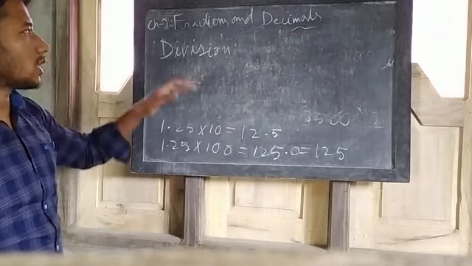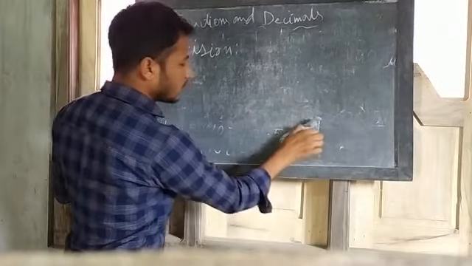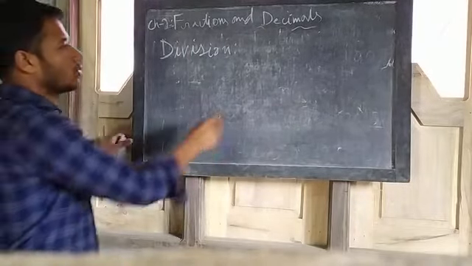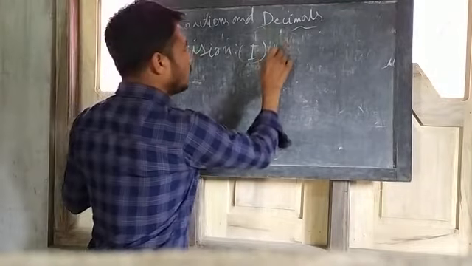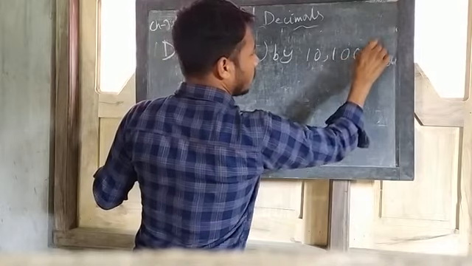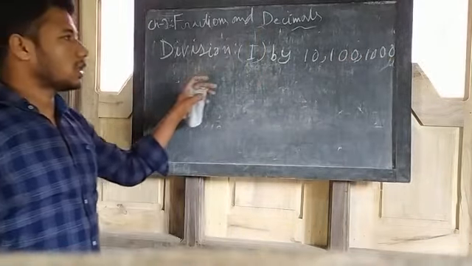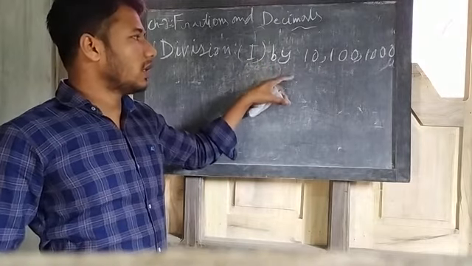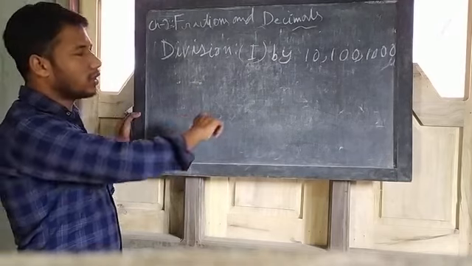Now we will start division of decimals. Here also we will consider three cases. Case 1, division by 10, 100, 1000. In the first case, we will consider division by 10, 100 and 1000, and I will explain some examples.